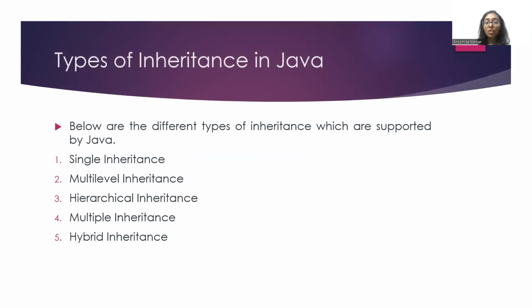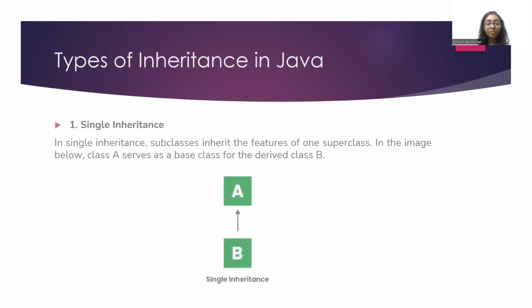Now, let's talk about the types of inheritance in Java. Below are the different types of inheritance which are supported by Java. Single inheritance, multi-level inheritance, hierarchical inheritance, multiple inheritance, and hybrid inheritance. First, let's talk about single inheritance. In single inheritance, subclasses inherit the features of one superclass. In the image below, class A serves as a base class for the derived class B.